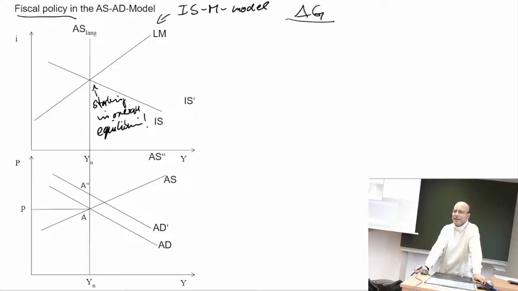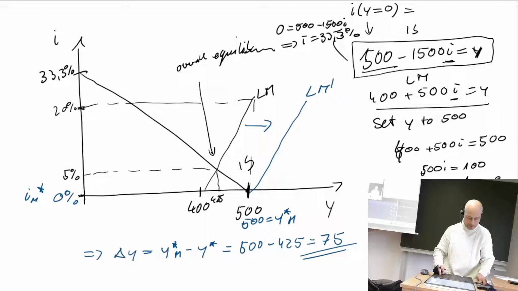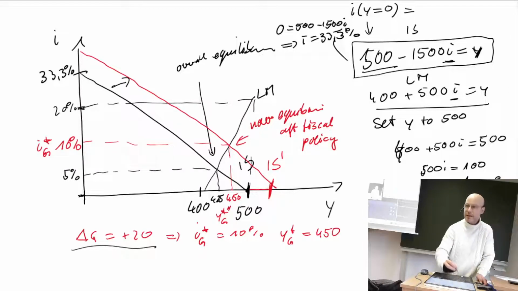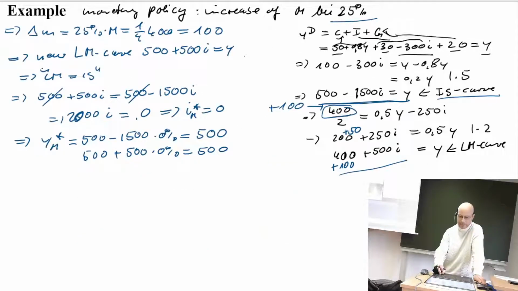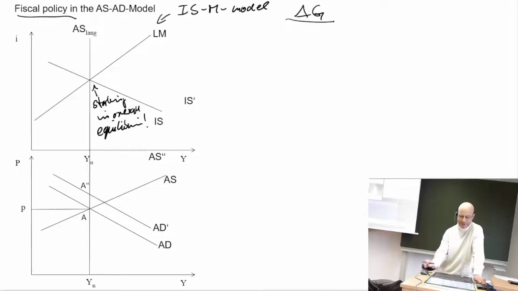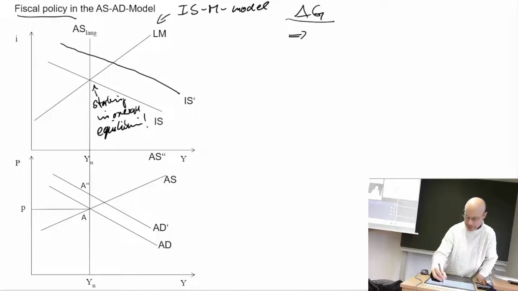So this was, then let's jump to this diagram. This was more or less the first diagram we started today. This was this one. We had plus delta G of 20, and this meant that we have here a shift of the IS curve to the right. Okay? Okay, great. So if we have this shift to the right of the IS curve, what happens then?